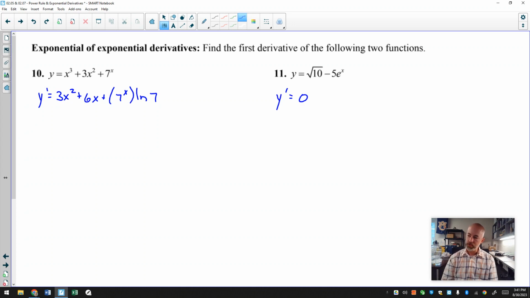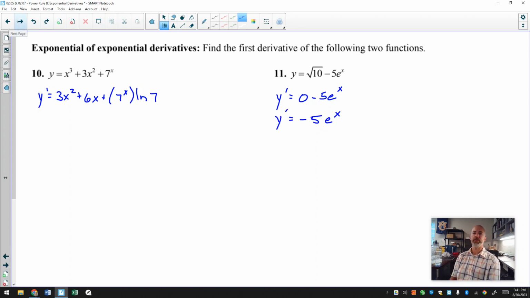And then I'm about to introduce you to a little derivative rule that I'm going to explain in more detail in just a minute. If you have a number times a function, well, I already know the derivative of e to the x is e to the x. If you multiply that by 5, it doesn't change the derivative. So you just keep that 5. You can kind of ignore it. It doesn't disappear, but you keep it. And then the derivative of e to the x is e to the x, and 0 minus 5 e to the x is negative 5 e to the x. And there's your derivative for number 11.